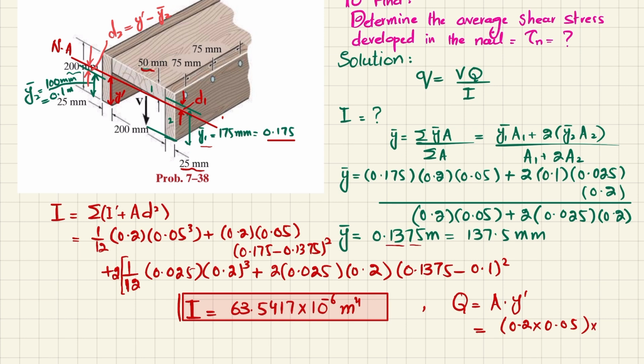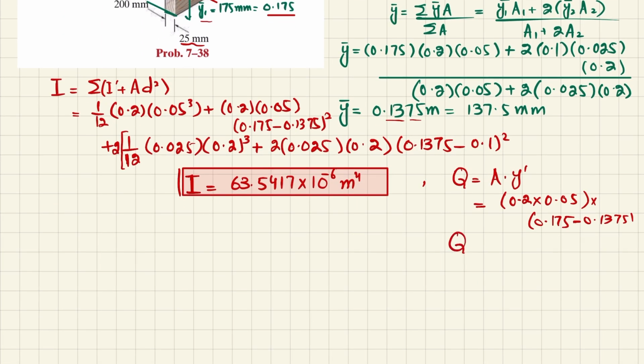So y dash is the distance from the center of this member till the neutral axis, which is D1. So D1 was 0.175 minus 0.1375. Okay. So when you solve this, you will get Q will be equal to 0.375 into 10 raised to power minus 3 cubic meter.